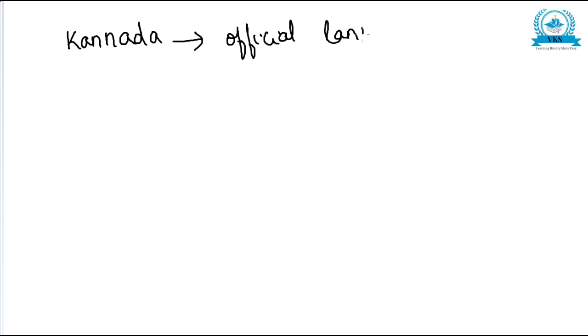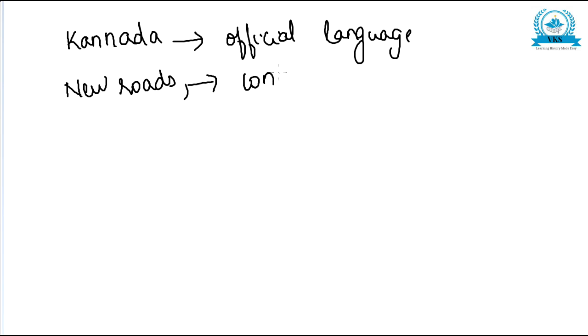The next thing was Kannada was introduced as the official language. Mark Cubbon introduced Kannada as the official language. And he was also interested in the construction of new roads, and these new roads especially connected important towns in the state.